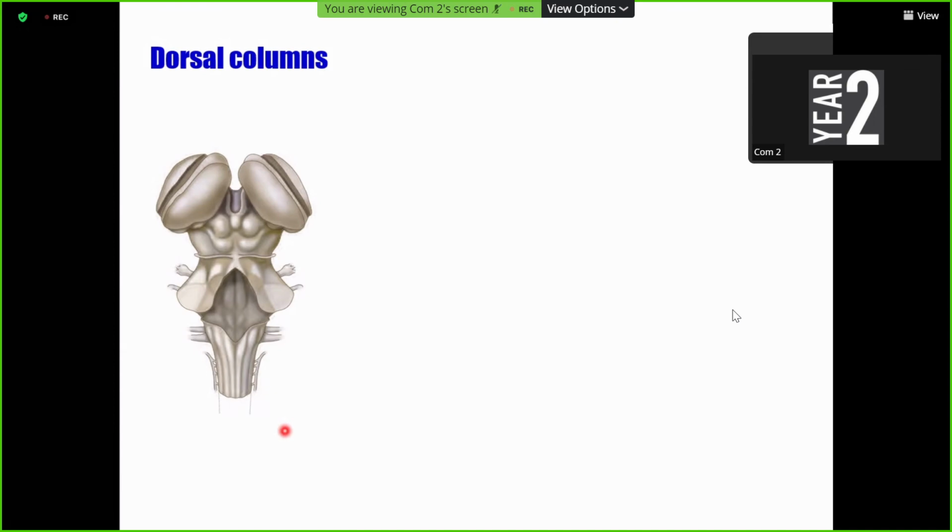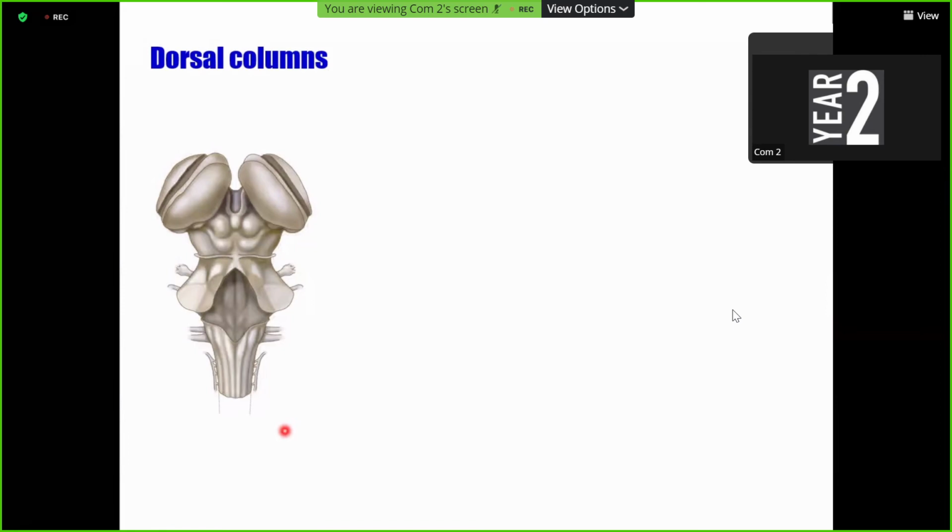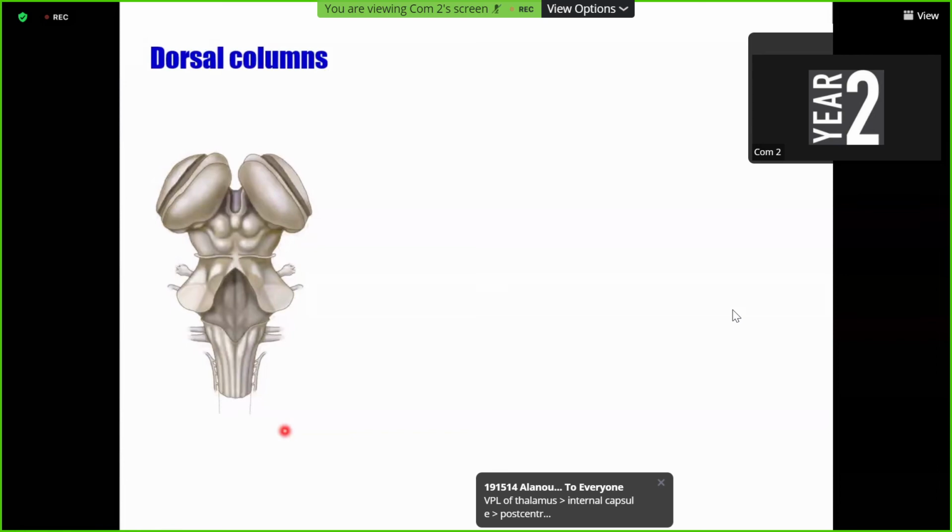Okay. So we start now the dorsal column tracts, and the dorsal column tracts are basically fasciculus gracilis and fasciculus cuneatus. Fasciculus gracilis is present throughout the length of the spinal cord. Fasciculus cuneatus is present only in the upper thoracic and cervical segments of the spinal cord.